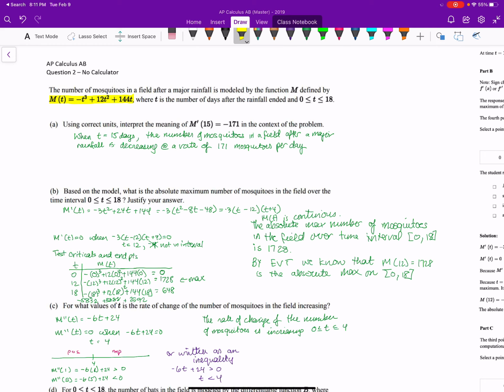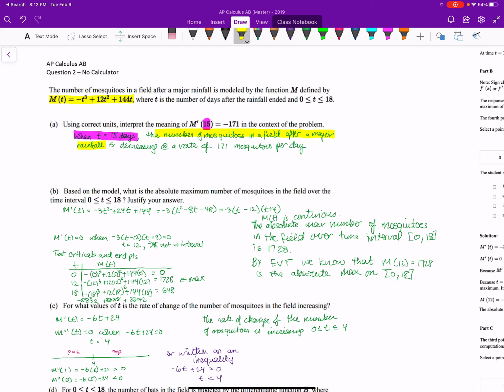I might have worded it slightly different than them, but there's 4 key elements. You need to say specifically what time it's happening at. So the 15 with units need to be somewhere. You could have put it at the end of the sentence. You also need to have the number of mosquitoes in the field after a major rainfall. That's the context. That needs to be there, right?